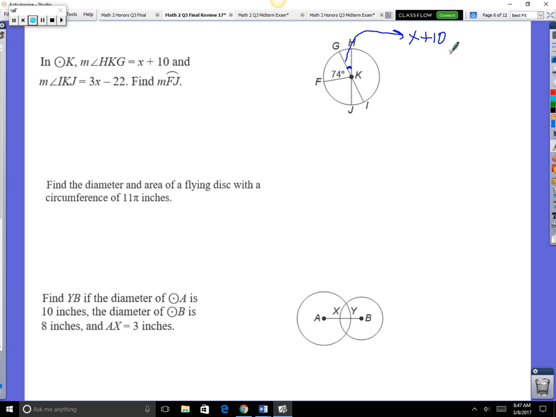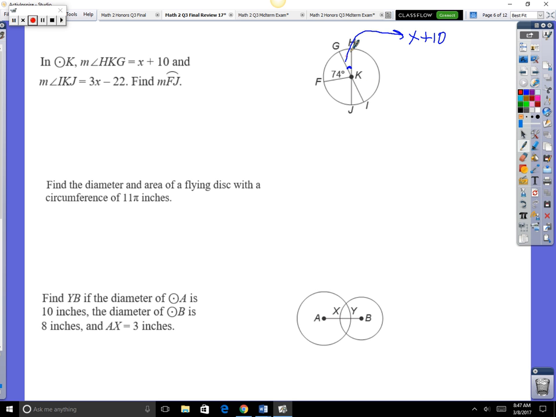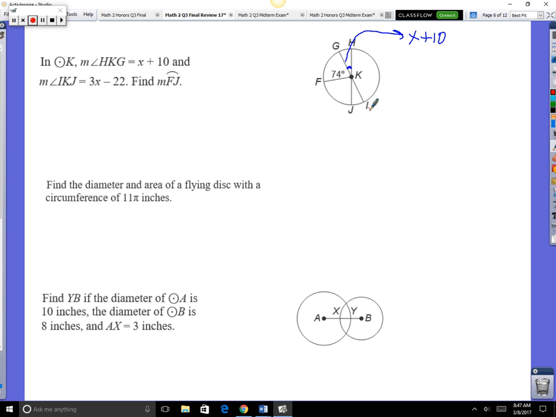And I to K to J, that is, where's that? I to K to J is right there. Okay. And I to K to J is 3x minus 22. So that angle is 3x minus 22.